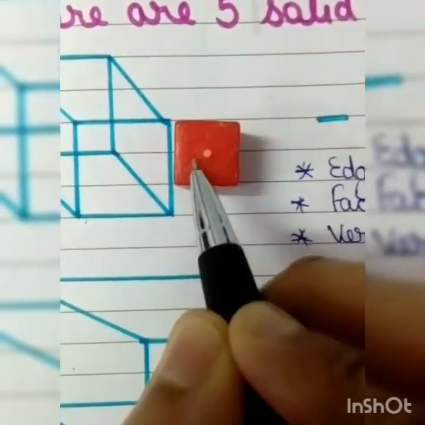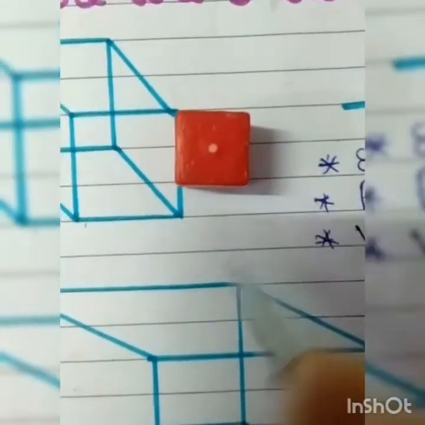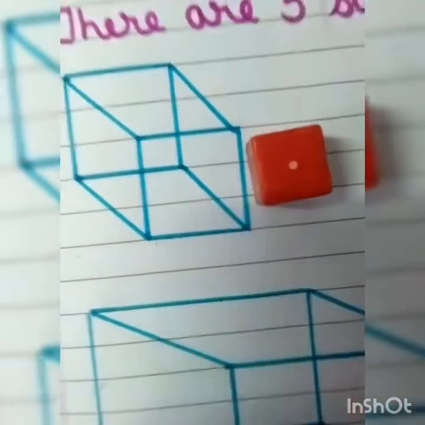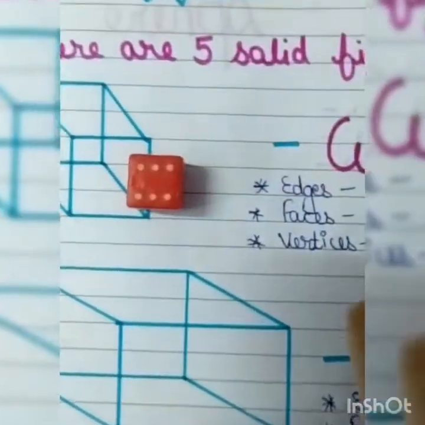These are the faces. So 1, 2, 3, 4, 5, 6. So cube has 6 faces.